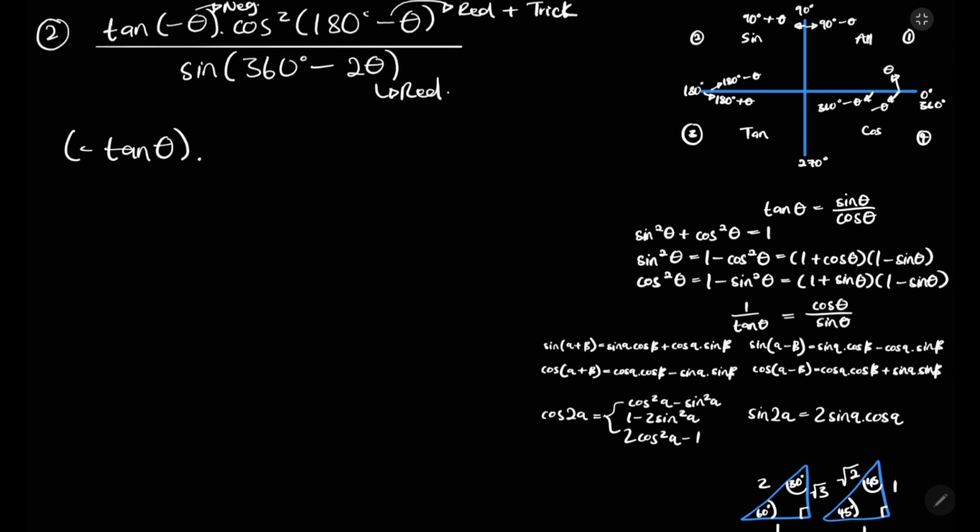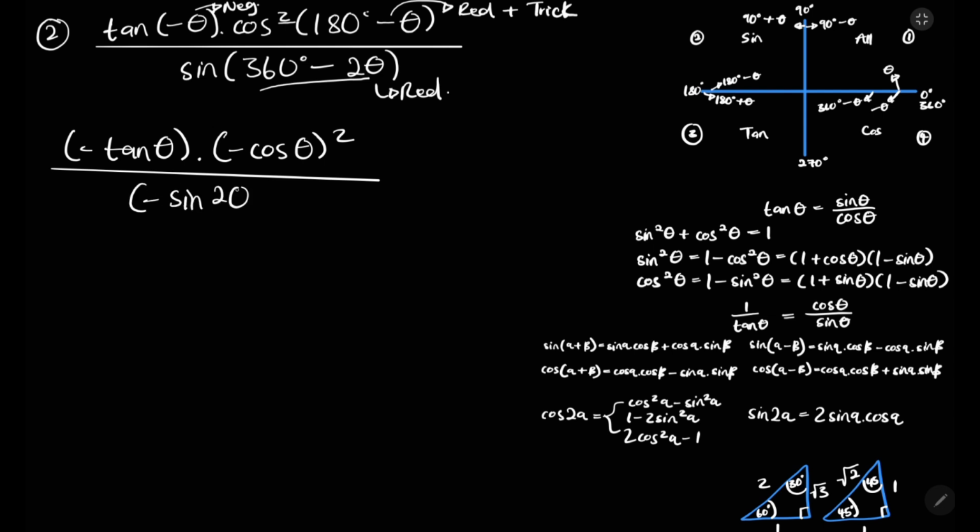It's in the second quadrant where cos is negative, so this should be negative cos theta squared, because we have a 2 there, all over sine 360 degrees minus 2 theta. 360 degrees minus is in the fourth quadrant where sine is negative, so this should be negative sine 2 theta when we reduce. Okay, so for the next step we can simplify this part.